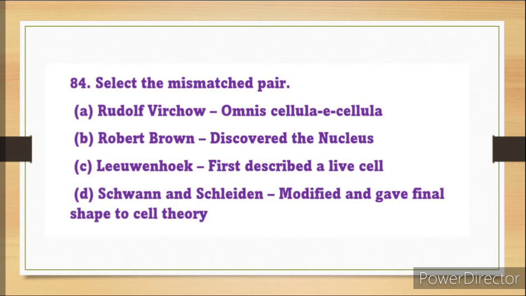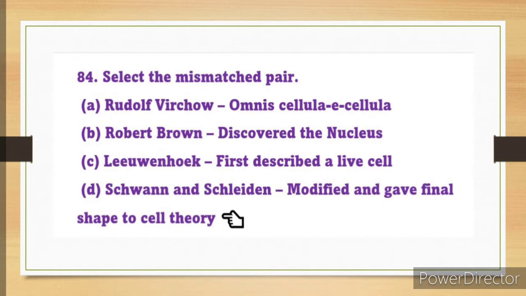The cell theory was jointly put forward by Schleiden and Schwann, but they did not know the mode of formation of new cells. That was put forward by Rudolf Virchow. He said that new cells develop by the division of the pre-existing cells, omnis cellulae cellula. So Rudolf Virchow modified and gave final shape to cell theory, not Schwann and Schleiden. So this is the mismatched pair. Option D is the mismatched pair, because Rudolf Virchow only modified and gave final shape to cell theory. It is not by Schwann and Schleiden.